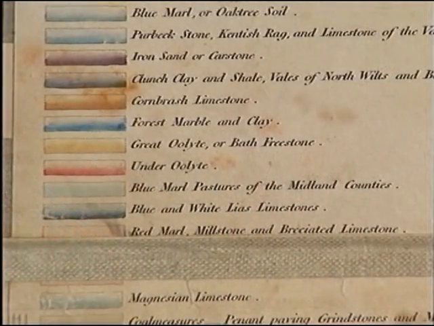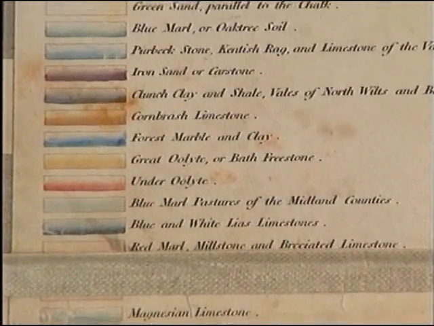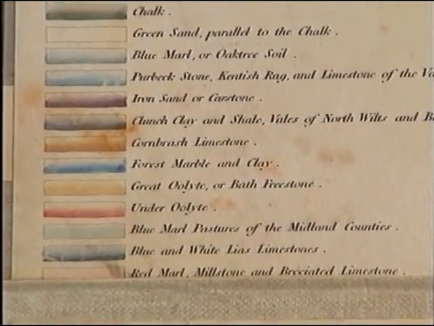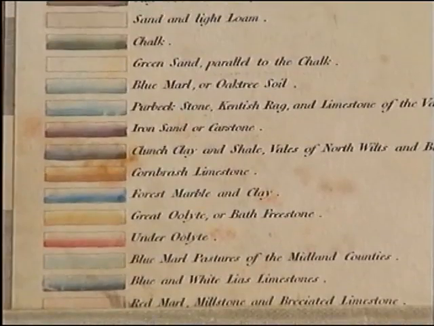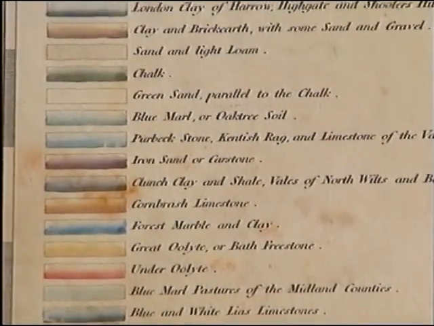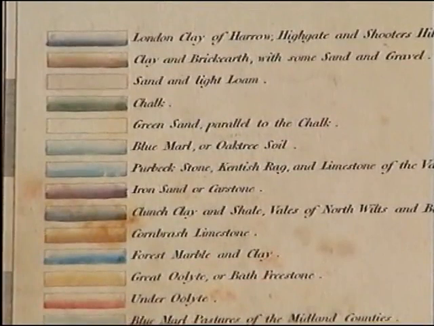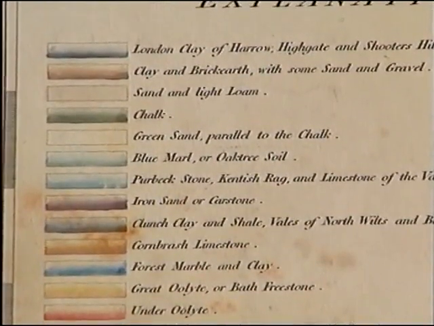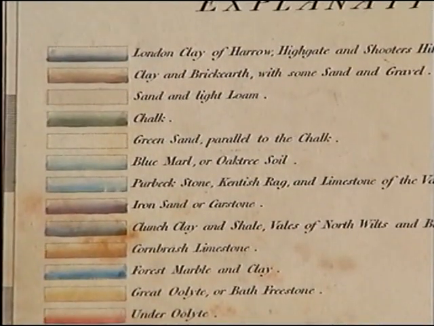The key to the map is a rudimentary stratigraphic column with the strata arranged in order, with the oldest at the base and the youngest at the top. Several of these names still appear on modern geological survey maps, which even use some of the same colours.